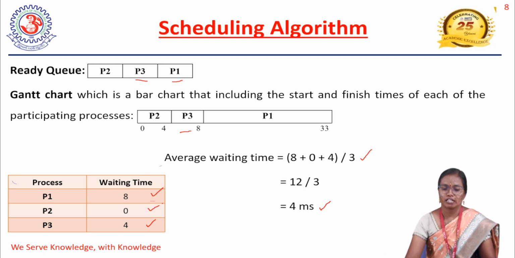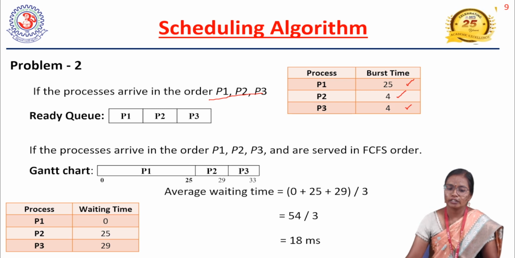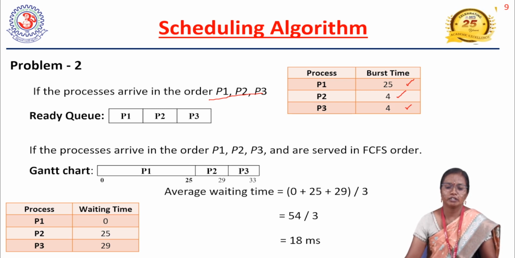So next we will see the same problem, but the order of arrival of the processes is changed. Assume that our processes arrive in the order P1, P2, P3. P1 burst time is 25, P2 burst time is 4, P3 burst time is 4. So now in the ready queue, 3 processes are available, P1, P2, P3. From that only one process will be selected for execution. In the queue, the first process is P1. That's why P1 will be selected for execution among these 3 processes.